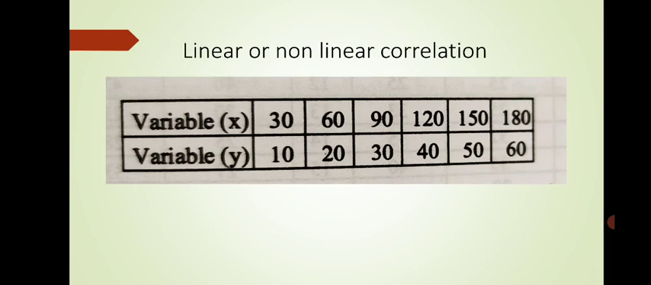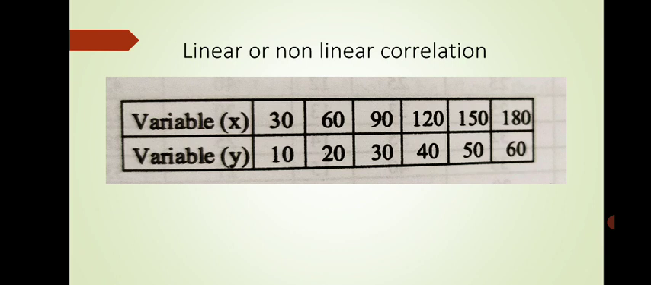The next type is linear or non-linear correlation. The distinction between linear and non-linear correlation is based upon the ratio of change between the variables under study. If the variation in the values of two variables have a constant ratio, whether they are decreasing or increasing, that correlation is linear.